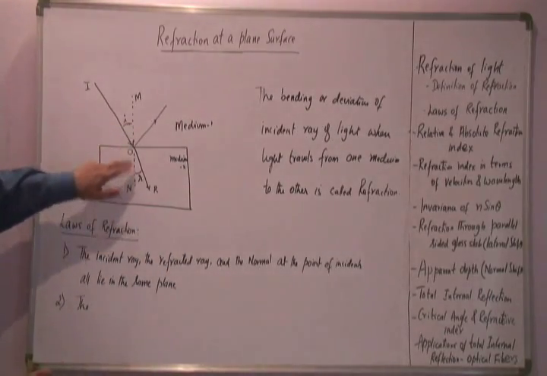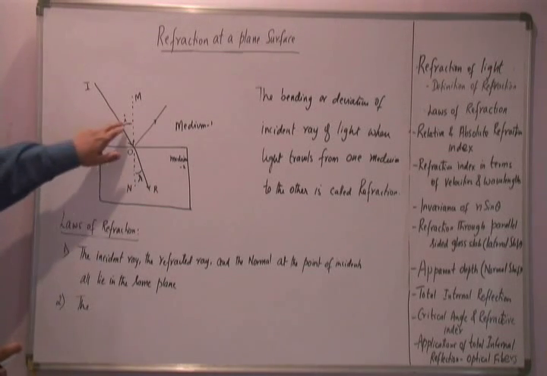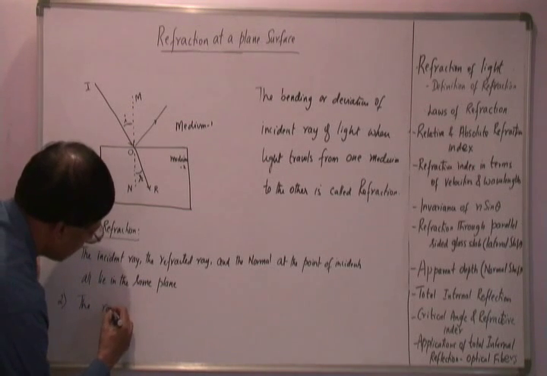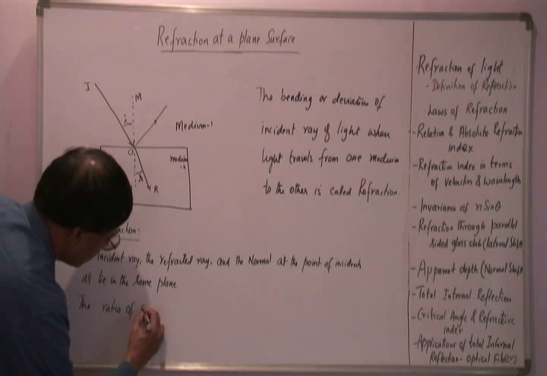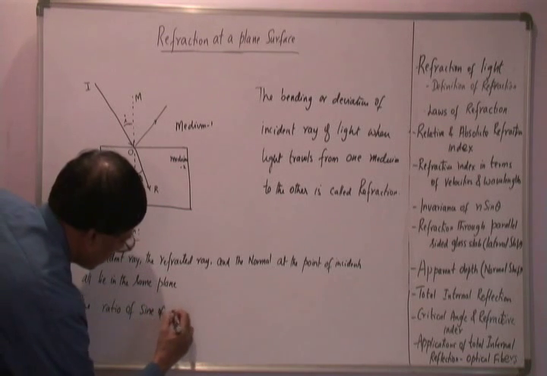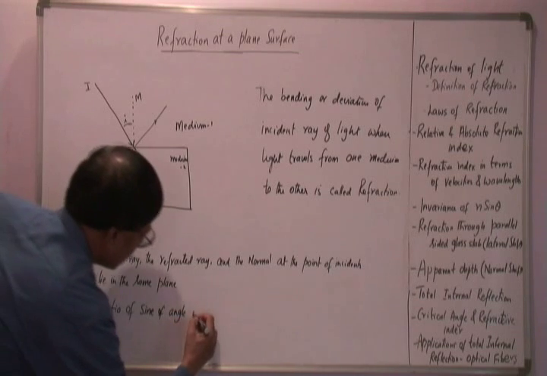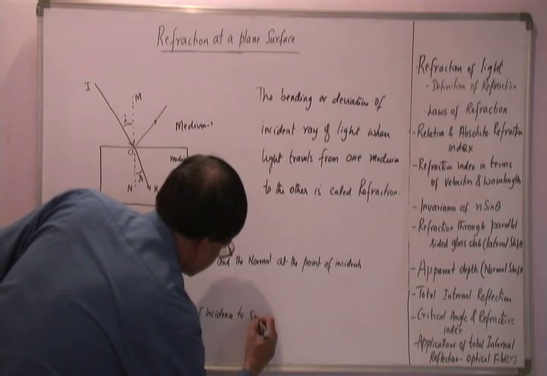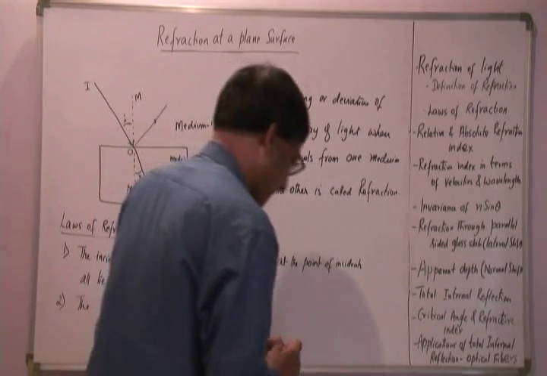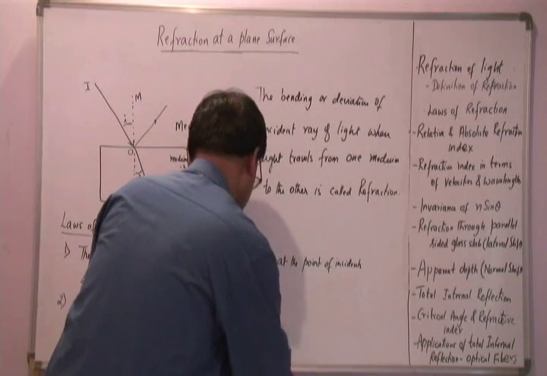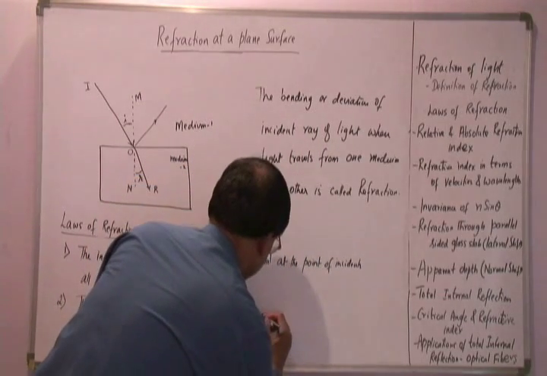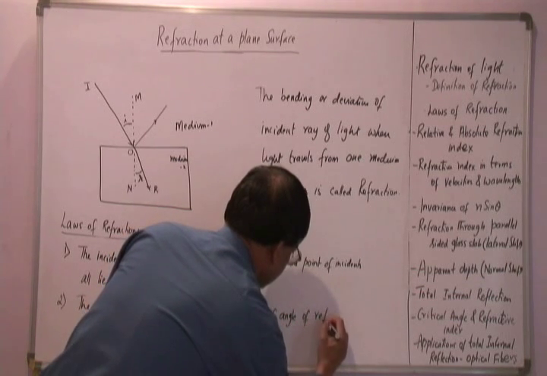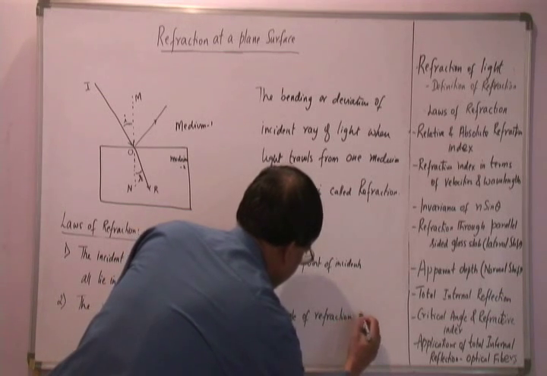It's not the angle that is constant, it says the sine of this angle, the ratio of the sines of this angle is constant. So it says that the ratio of sine of angle of incidence to sine of angle of refraction is a constant.